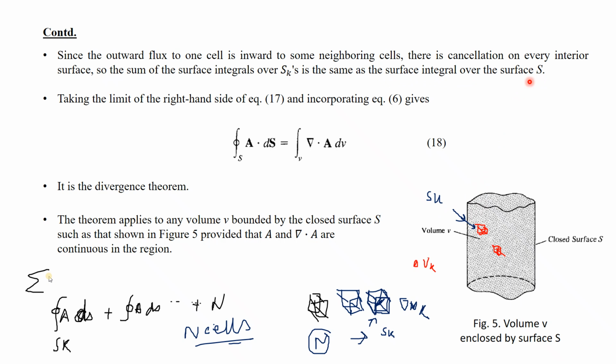So the sum of the surface integrals is the same as the surface integral over the closed surface S. That means the sum of the surface integrals over Sk, if you add them all together, will equal S, because the flux coming out of one surface cell enters the neighboring surface cell. So the overall surface area is S.